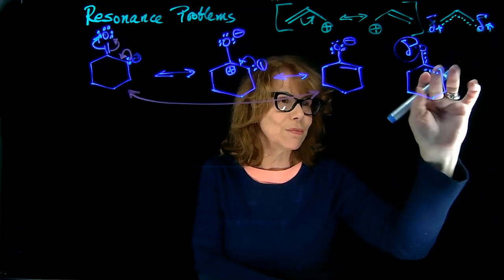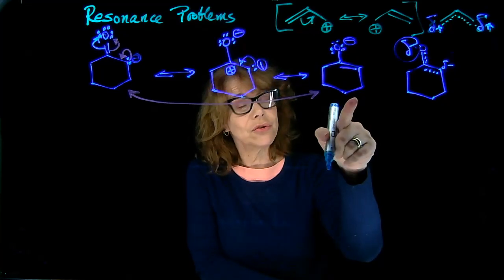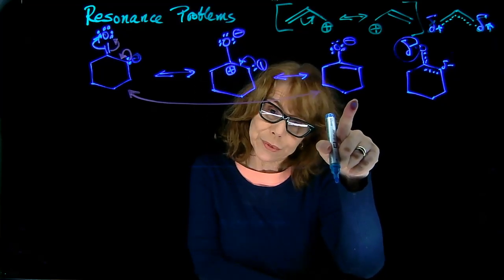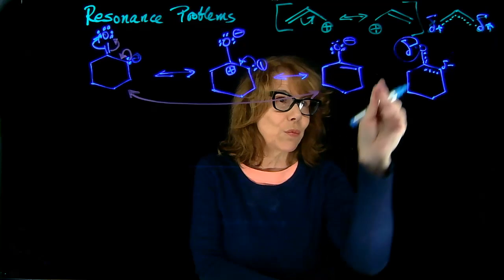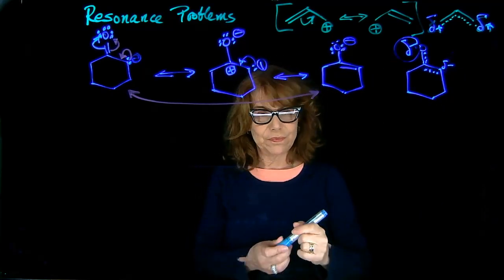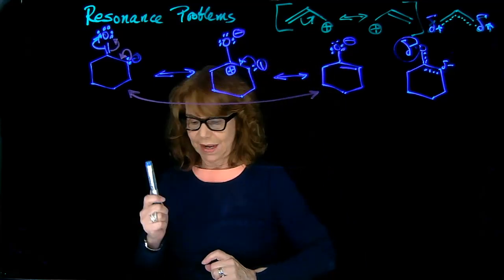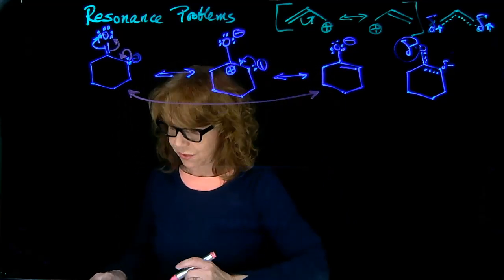I'm going to make this smaller to signify that this structure contributes more to the hybrid and that the charge is more on the oxygen than it is on the carbon. Because again, oxygen supports a negative charge better. So let's do another structure.